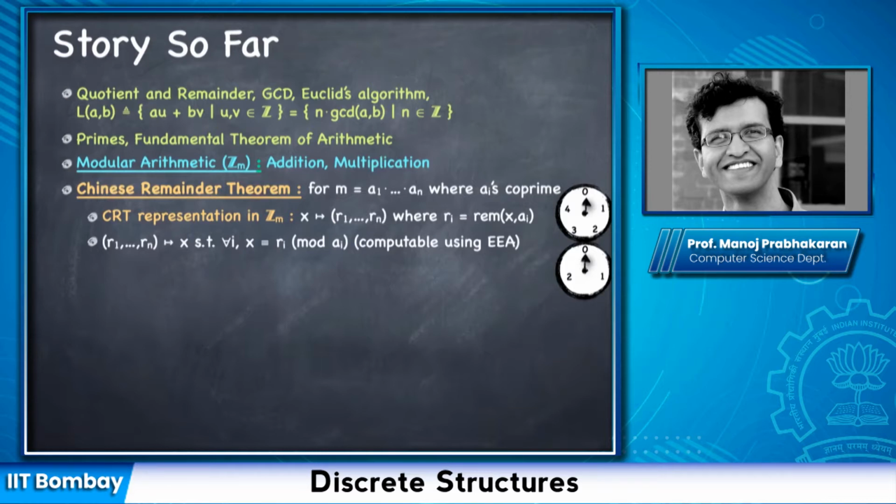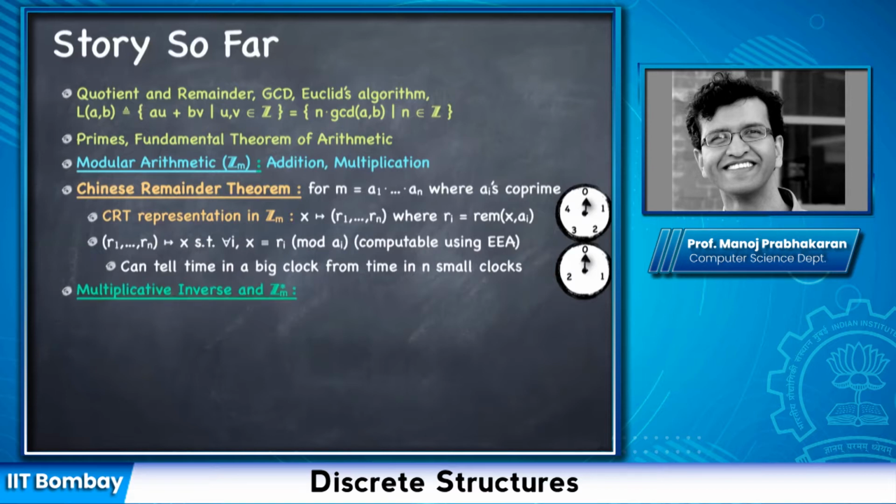And one way to think of the Chinese remainder theorem is to say that if you have a clock of m hours, a clock with m hours on the dial, and you have in parallel a bunch of clocks with a_i hours on the dial, all of them running one step at a time, then by reading the needle positions in the n small clocks, you can uniquely determine the needle position of the big clock.